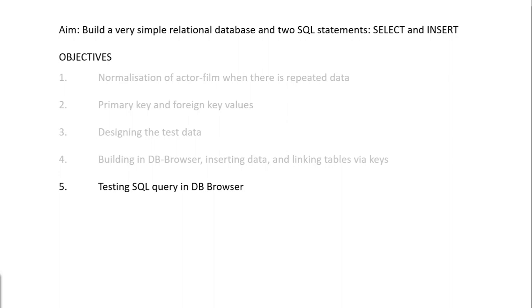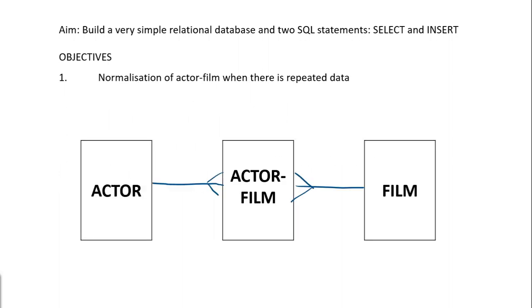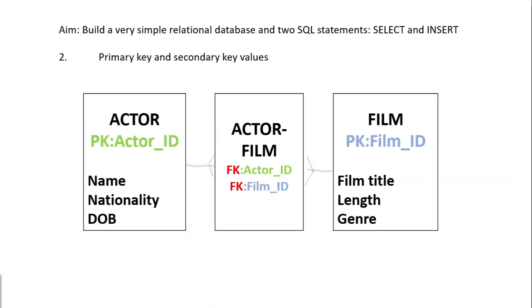I'll briefly recap the previous steps about defining and normalizing the film and actor entities that will become tables in the database. First step was to define the actor and film entities and then normalize the many-to-many relationship via a linking table. The primary and foreign key values were defined within the appropriate entity.